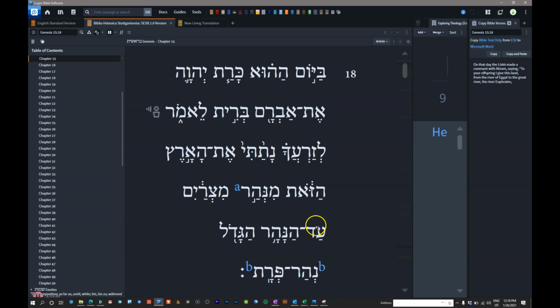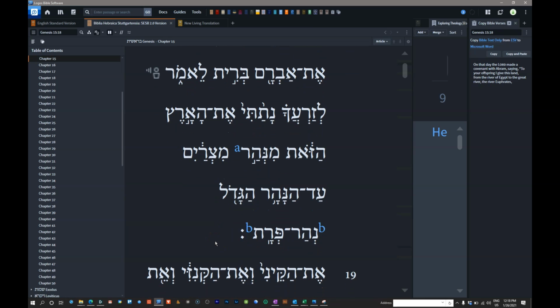Ad, so this would be up to or as far as Ha-Nahar Ha-Gadol, as far as the great river, Nahar Prat. This is actually the word that gets translated as Euphrates. I think Euphrates is a Greek word. I think. I'm saying that primarily because of the U beginning, but this would be the Hebrew word for that river, Perat. So to the river that is Euphrates.